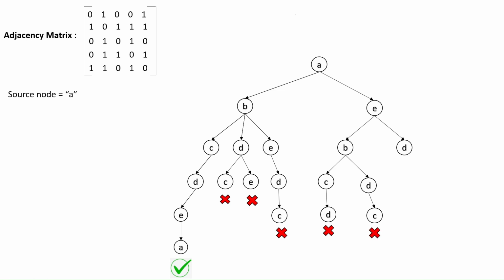Then again back to D. There is no possible chance to move forward. Then again back to B. There is no possible chance to move forward. Then again back to E. There is one possible chance to move forward. That is D. Let us go to D.